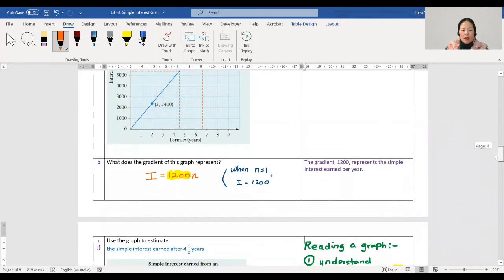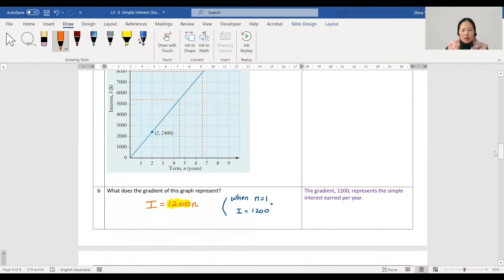Okay, all right, let's have a look. Part B. What does the gradient of this graph represent? When we're talking about gradient here, it's the 1200, isn't it? Because it's y equals mx. So that m is the gradient. So the gradient 1200 represents the simple interest earned per year.